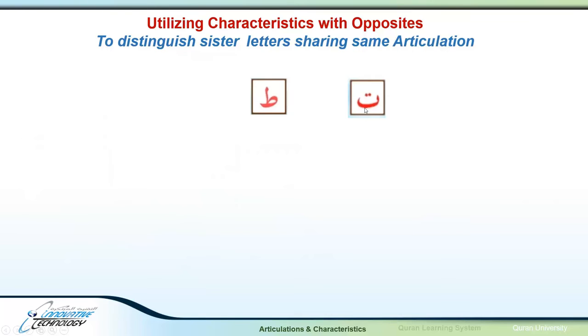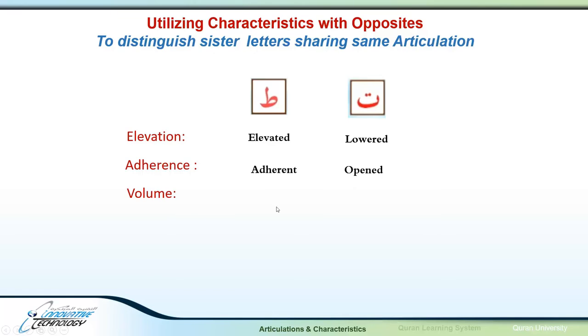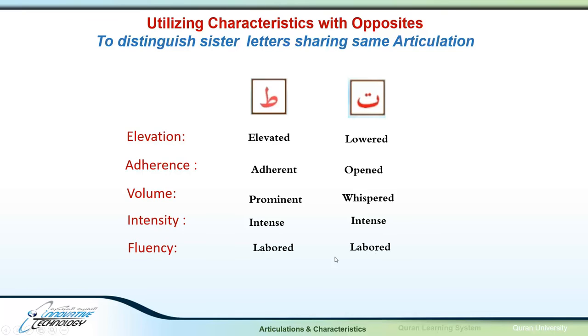So we have here in front of us the ta and the ta, and from the perspective of elevation, the ta is considered an elevated character, while the other ta is considered a lowered character. The second comparison will be based on adherence, where one is an adherent character and the other is an opened character. From the perspective of volume, one is prominent, the other is whispered. From the perspective of intensity, both are intense. And from the perspective of fluency, we find that both characters are labored.